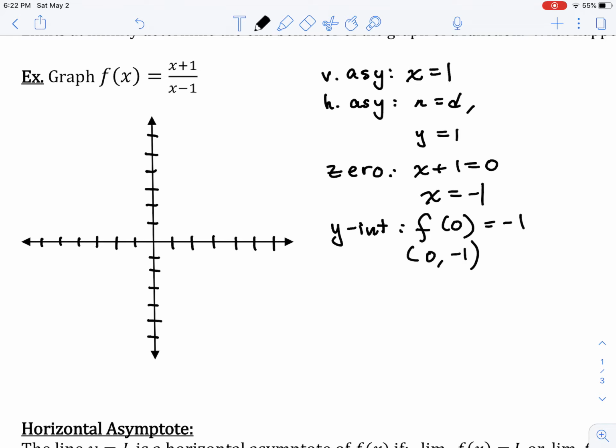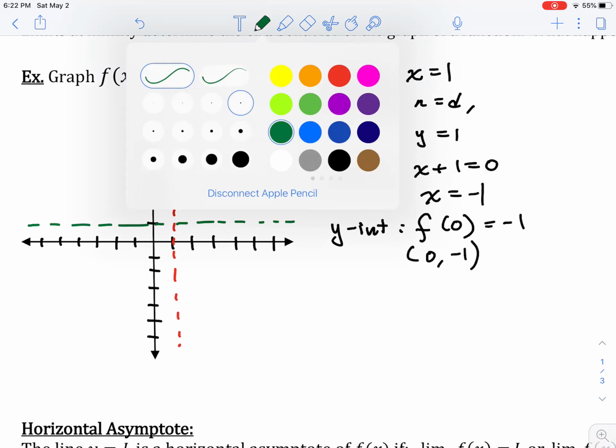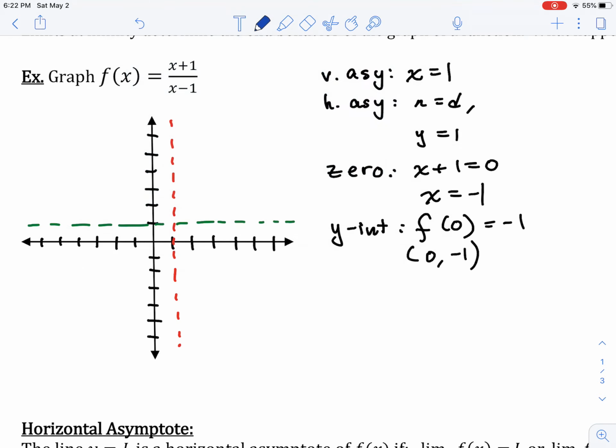So we're going to take this information and let's graph it. First things first, let's go ahead and graph our vertical asymptote. That's where x is equal to 1. And next, let's graph our horizontal asymptote. That's where y is equal to 1. And finally, let's graph any zeros. So we got x is equal to negative 1. That means we have a point at negative 1, 0. And we have a y-intercept at 0, negative 1. So we've got a point here.